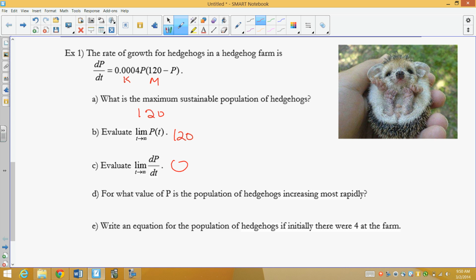All right, for what value of P is the population of hedgehogs increasing most rapidly? Well, we can solve for this, but I'm going to save you some time. Let's think about that for a second. If I have a growth rate and I'm dealing with a population, if I only have a couple hedgehogs on the farm, they're going to reproduce, but rather slowly. If I have a lot of hedgehogs on the farm, they're going to reproduce very quickly. But if I have too many, they can't reproduce as quick because they're missing some food that they need.